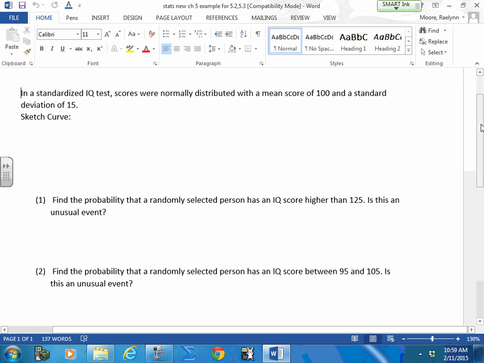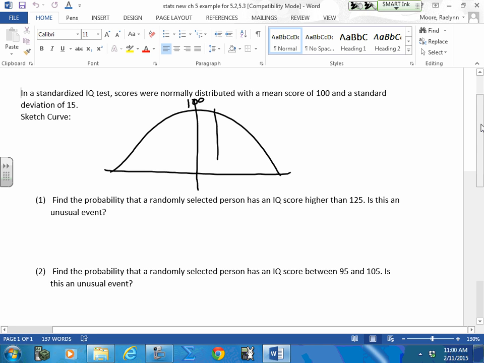Okay, in a standardized IQ test, the scores are normally distributed. We have to be told that so we can use the bell curve with a mean of 100 and a standard deviation of 15. So the first thing we're going to do is sketch a curve. I'm big on sketching, because I think the sketch helps you make your decision. Is it to the left? Is it to the right? Is it in between? So add your 15 and then subtract it going down the other way.